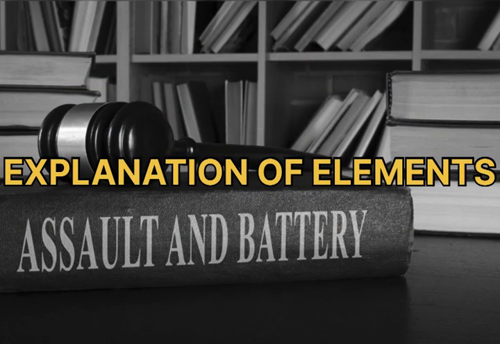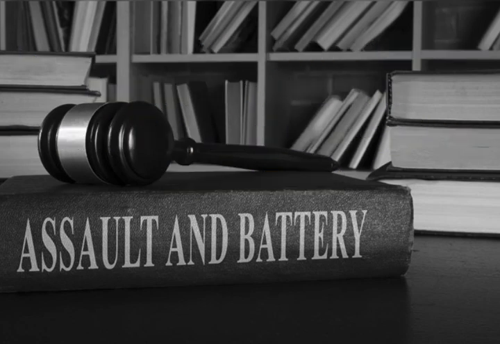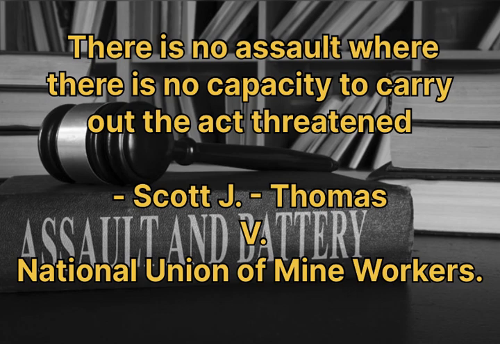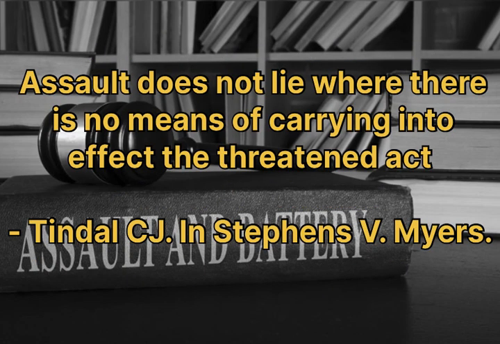Now to some explanations. 1. Positive act by the defendant, incapacity, ability, or possibility on the part of the defendant. We must note that there is no assault where there is no capacity to carry out the act threatened. This was held by Scott J. in Thomas versus National Union of Mine Workers. Also, assault does not lie where there is no means of carrying into effect the threatened act. This was held by Tyndall C.J. in Stevens versus Myers.